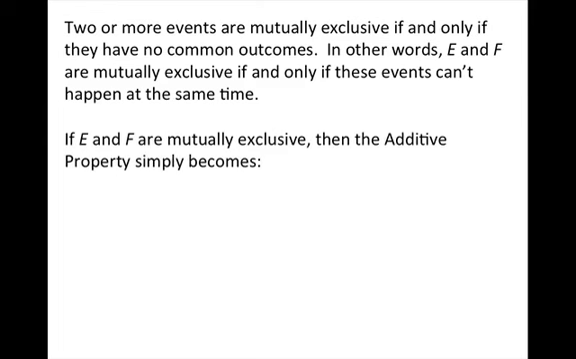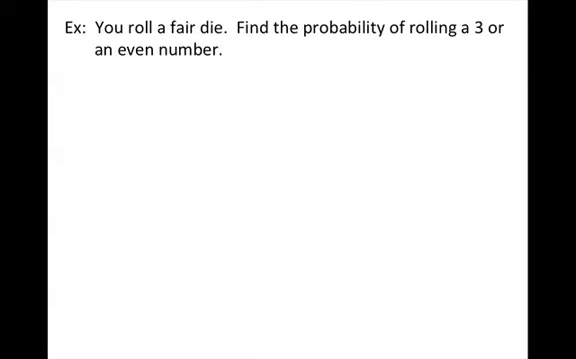When the two events are mutually exclusive, you don't have to have the subtraction part to the additive property. The additive property just becomes the probability of A or B equals the probability of A plus the probability of B. This was the original formula we started with when the events could not happen at the same time. So look at the example.